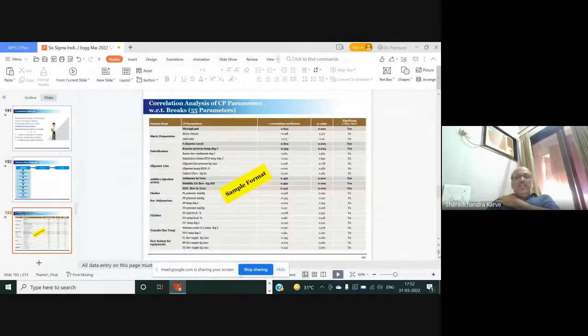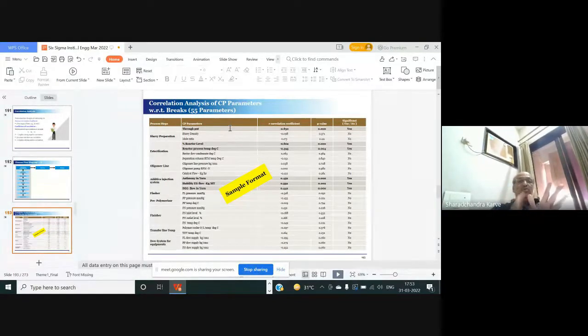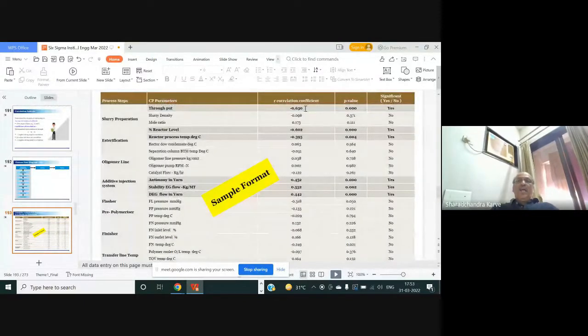It will be a laundry list, just as a sample format. What is my slurry density, my mole ratio, my reactor level, my reactor process temperature, etc. And then my output, that is breaks. If you look at this, for the correlation analysis of CP parameters with respect to breaks, I have selected 55 parameters, and the relation of all those 55 parameters with respect to the breaks has been identified. So this is a representation. R is the coefficient of correlation. That means it is minus 0.063, and there is a p-value also.